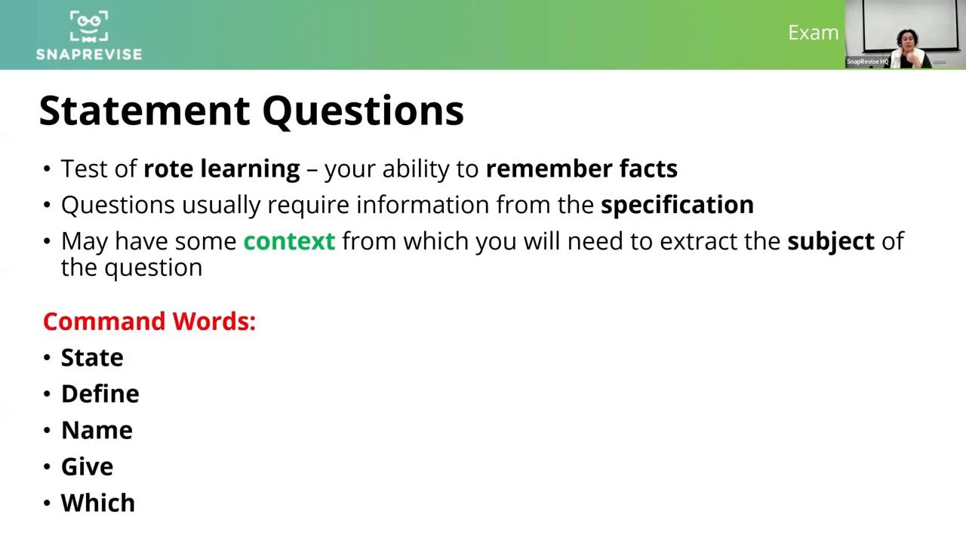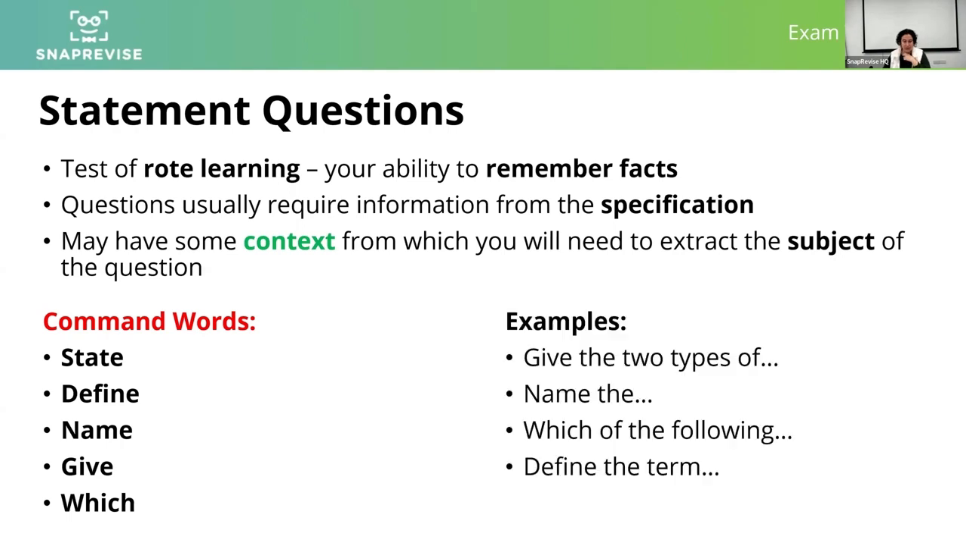And what are the command words going to look like? They're going to be state, define, name, give. So for instance, give two types of something, two types of proteins. Name the something. Which of the following, in the case of multiple choice questions mainly.